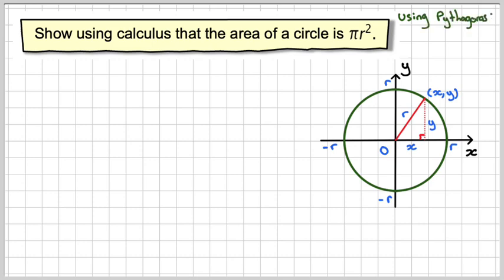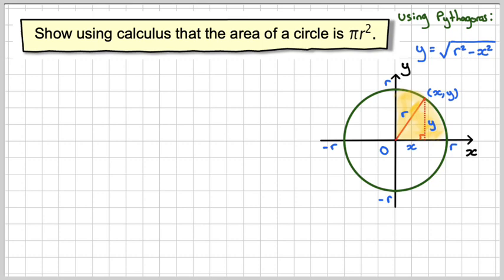And if we rearrange that, we get the equation of the top part of the circle, which is y is equal to the square root of r squared minus x squared. If you want the bottom part, then you just make this minus.